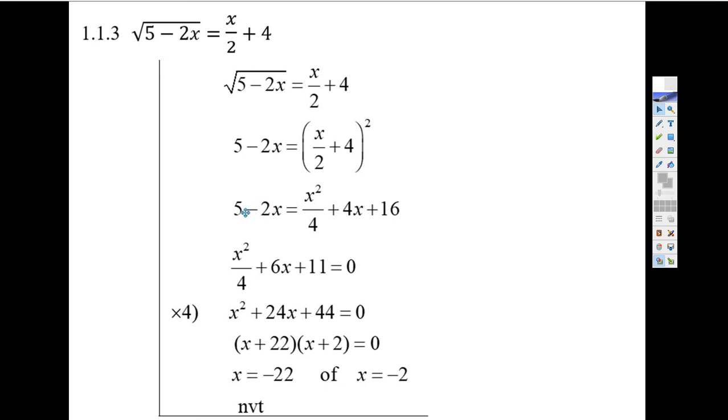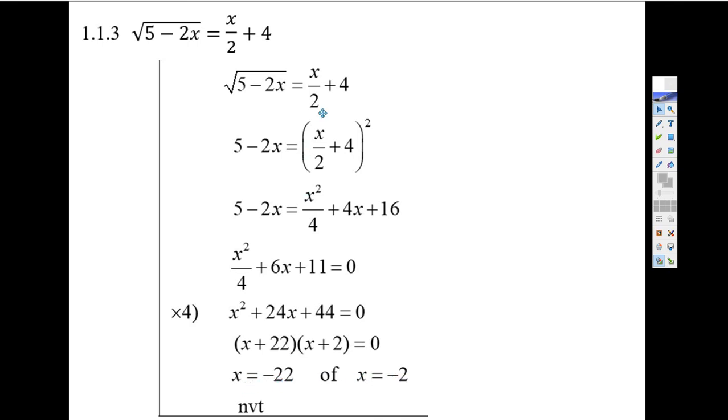You have to get 0 on this side and take away 5. There, you've got that. But now you don't want a fraction of 4 there, so you multiply everything by 4. Now it's time to factor. Now 44, well, 22 times 2 is 44, and 22 plus 2 is 24x. So you get 2 answers. x equals minus 22 and x equals minus 2.